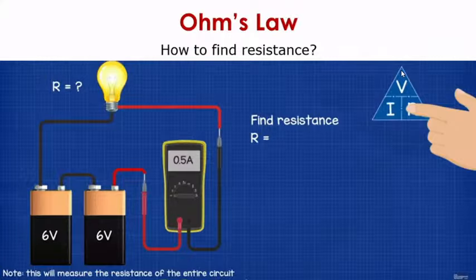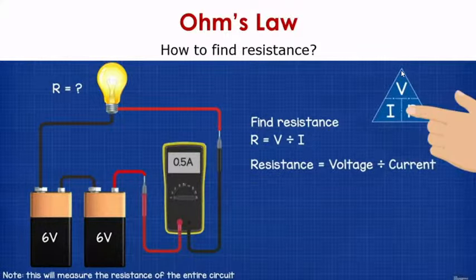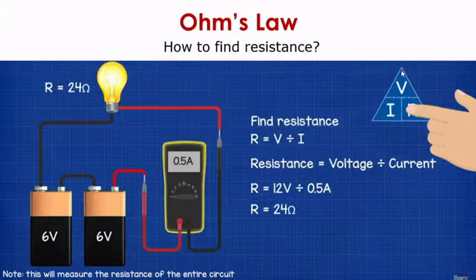So R is nothing but V divided by I. That is voltage divided by current. So in this case, the voltage is 12 volt, 6 plus 6, that is batteries are put in series. So voltage divided by current, that is 12 volt divided by current is 0.5 ampere. So the total value of resistance is 24 ohm.